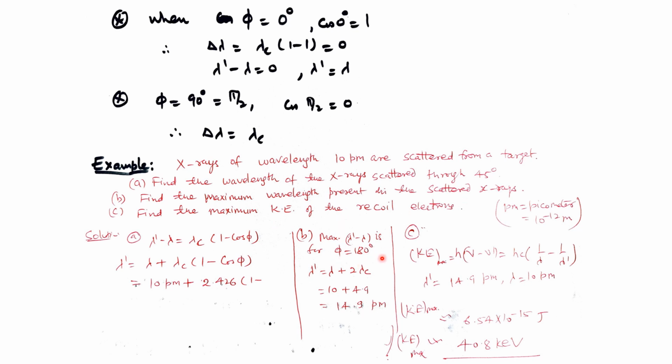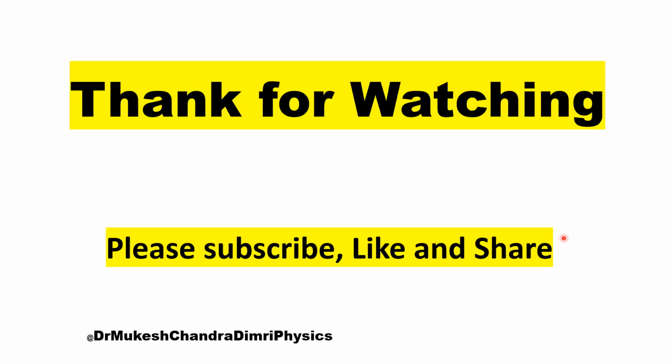Maximum wavelength means for phi equal to 180 degree, we will find the maximum wavelength. Find the kinetic energy of the recoiled electrons. We can use the relation: kinetic energy maximum equal to h (nu minus nu prime), or hc (1 by lambda minus 1 by lambda prime). These values are all known, and using this equation we can easily find the shift in the wavelength, and sometimes the wavelength of the scattered radiation, and sometimes we have to find the wavelength of the incident radiation. So using this formula we can find it easily.